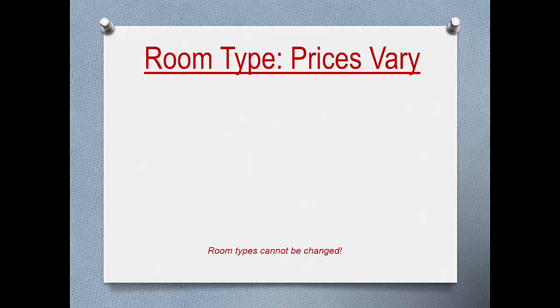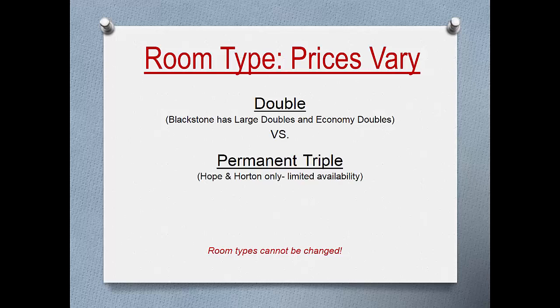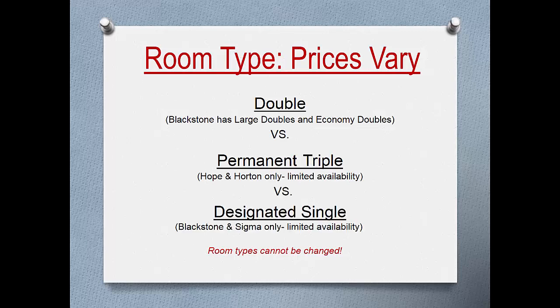There are a few different room types available that have different price points, including traditional double rooms and Blackstone economy doubles that are about 150 square feet, which is probably a little larger than your bedroom at home. There are also large permanent triple rooms in Hope and Horton, and designated single rooms in Blackstone and Sigma.